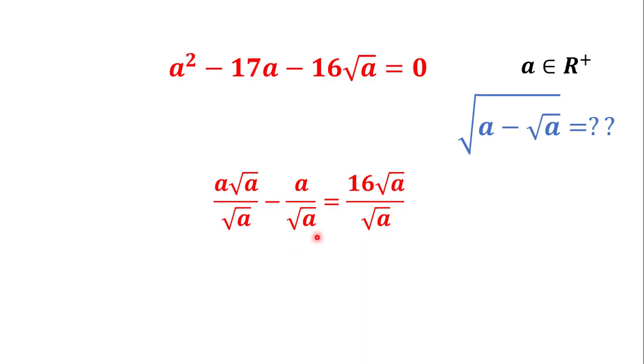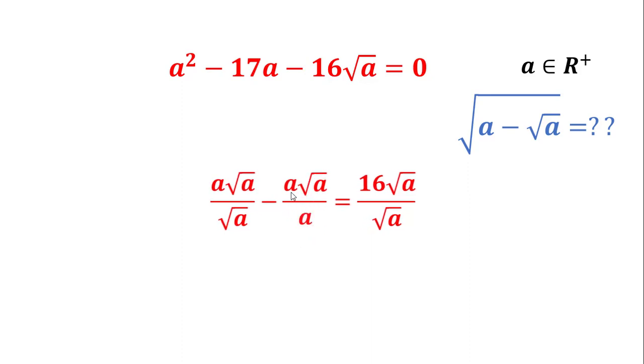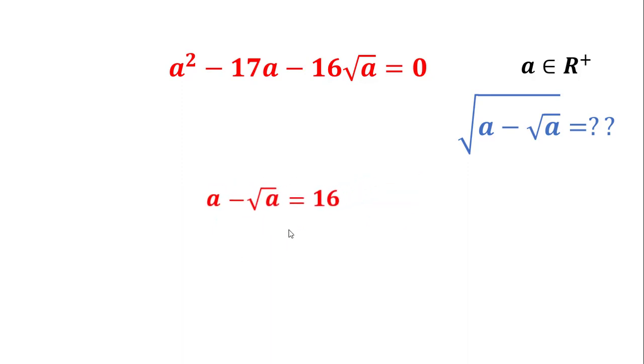We can rationalize the denominator of this fraction by multiplying the numerator and the denominator of this fraction by radical of a. So we're going to get a times radical a, and radical a times radical a becomes a. Now in this fraction, a from the top and bottom is going to cancel out, and in this fraction and this fraction, radical of a is going to cancel out. So we're going to get a minus radical of a equals 16, and radical of 16 equals 4.